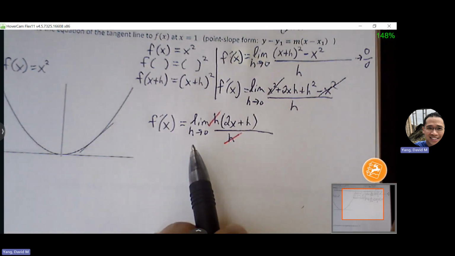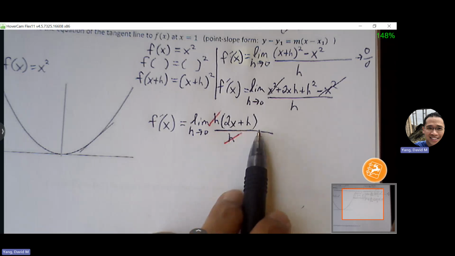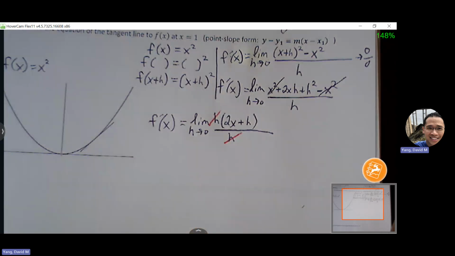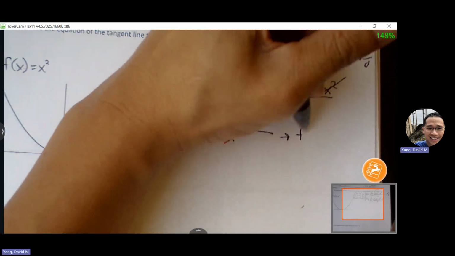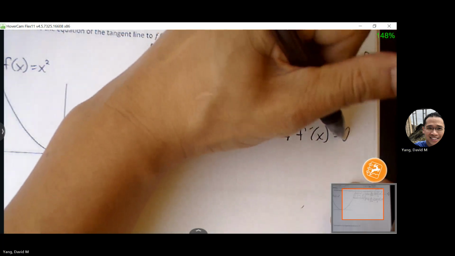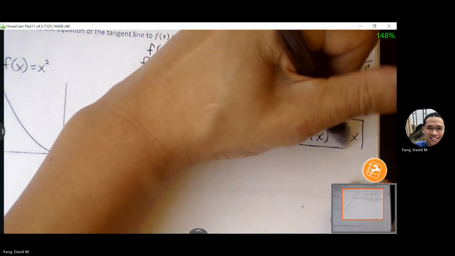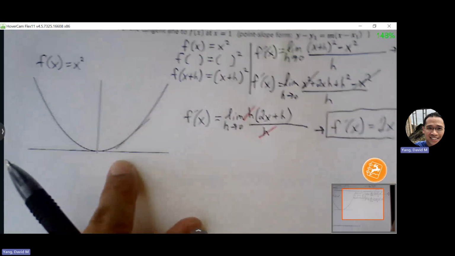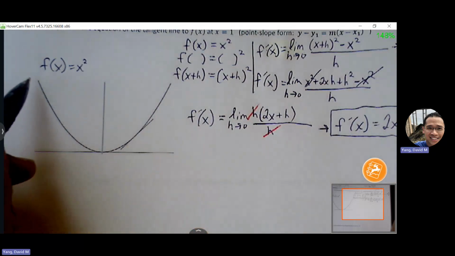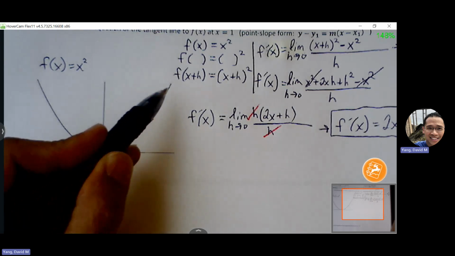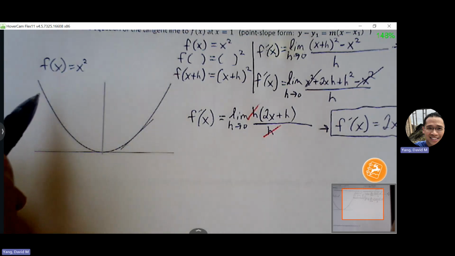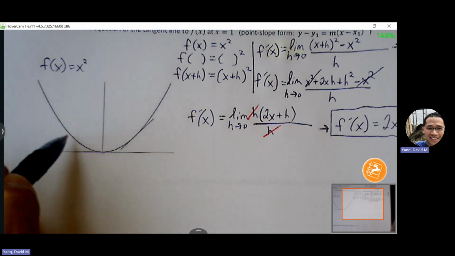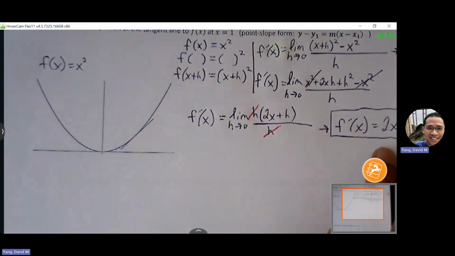What's our final step? Reevaluate, right? Replace h with 0. What are we left with? Just 2x. So that is our derivative function. Let me talk about what this is telling us. If I were to ask, what is the slope of this curve? You know that you can't say a number because it's ever changing. But the slope of this curve is 2x.